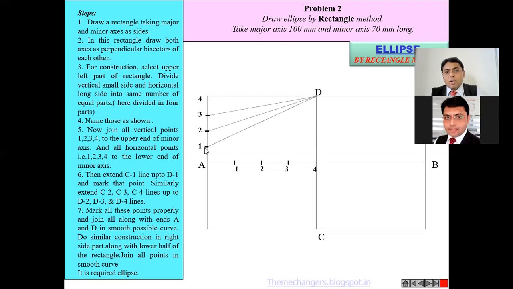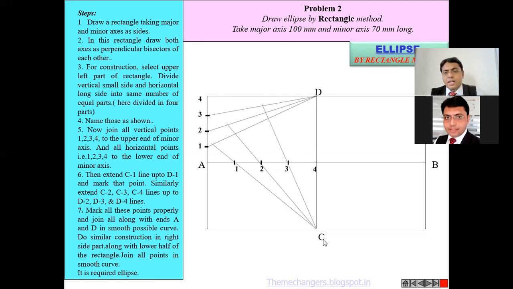With the first quarter section of the rectangle, join lines from the D point. Now join all the vertical points 1, 2, 3, 4 to the upper end of the minor axis, and all the horizontal points 1, 2, 3, 4 to the lower end of the minor axis.